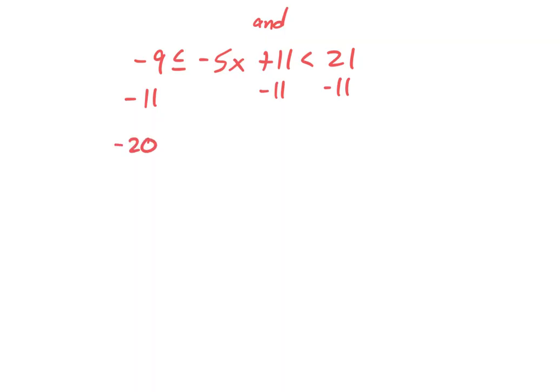So this gives me negative 20 is less than or equal to negative 5x is less than 10. Okay, still don't have x by itself. So now our next step would be divide by negative 5. Okay, and here's another thing that we got to remember or keep in mind. We talked about this last week. Anytime we multiply or divide by a negative, the sign has to flip. Well, here we have two signs, so that means all my signs are going to flip.